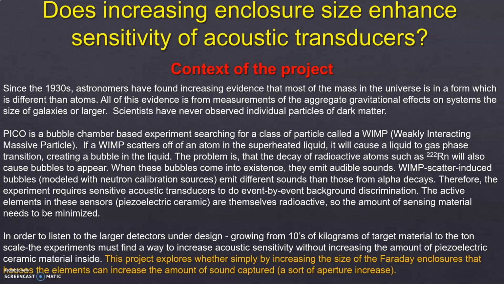I was working on an aspect of the PICO dark matter experiment. Before I go into what my project was, I will be talking about what dark matter is and how it was detected before. Dark matter takes up about 85% of the universe's mass, and it was originally detected by its own gravitational effects on ordinary matter. So far, scientists have never observed individual particles of dark matter, and PICO was trying to do this by using a bubble chamber.